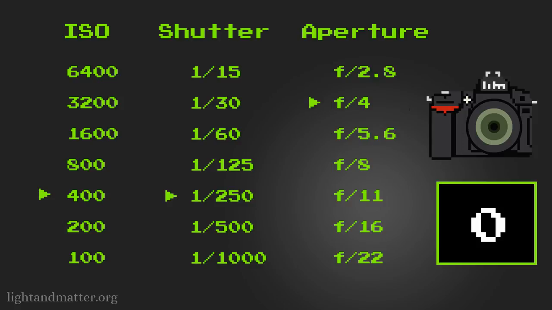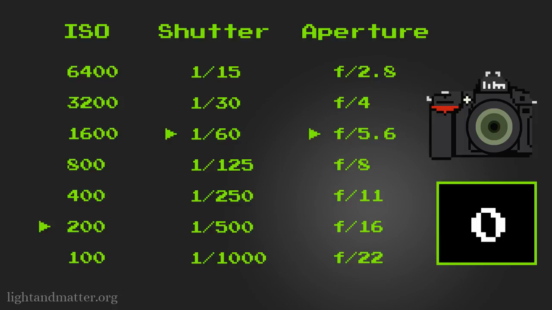And you can split the change between 2 of the other settings. If we set the shutter speed up 2 notches to a 60th of a second, we can compensate by setting the ISO down 1 notch to 200 and the aperture down 1 notch to 5.6.